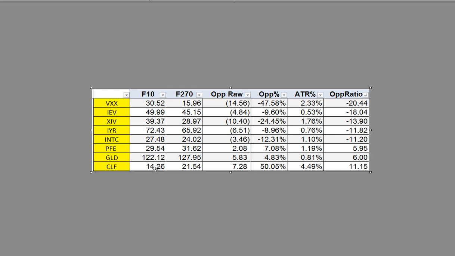At the other end of the population, we have CLF, Cliffs Natural Resources, which has a 10-period forecasted value of 14.26, a 270-period forecast of 21.54, which gives us a 7.28 raw dollar opportunity, which is 50% of its current price, which is at 14.25. And with an ATR percentage of 4.49%, that gives us an 11 to 1 reward to risk ratio. So we're interested in Cliffs Natural Resources.